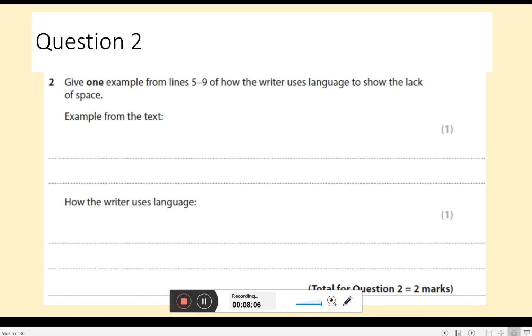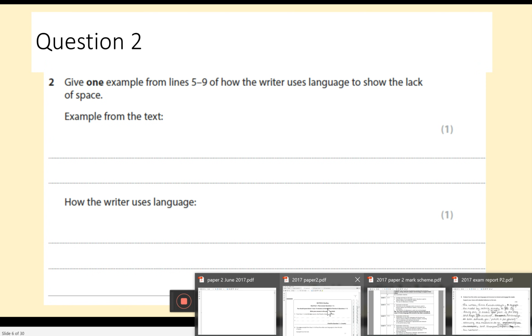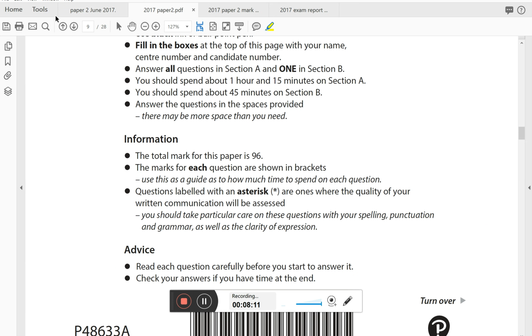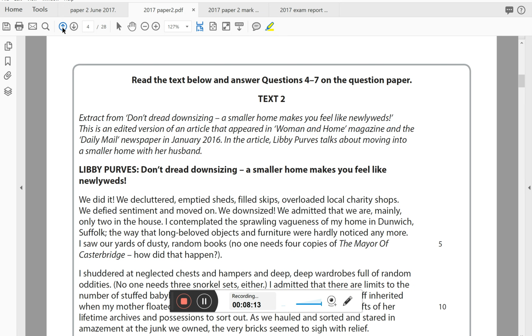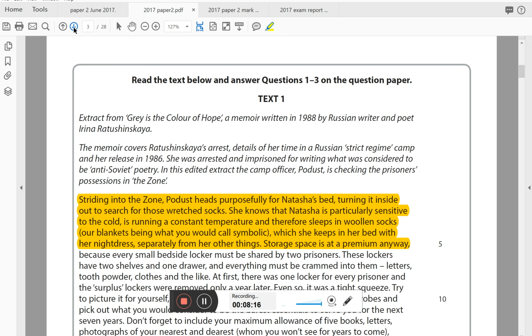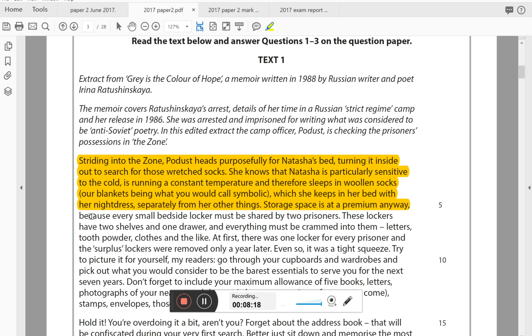So if we go back to the text, this time we need to look at lines 5 to 9. So these lines underneath here. Okay, so all the way to here. Okay, so again, have a look there, see if you can decide. Oh, let's change it to a different colour. So have a look and see if you can find anything that shows a lack of space. Okay, so let's have a look at some possible answers to this.